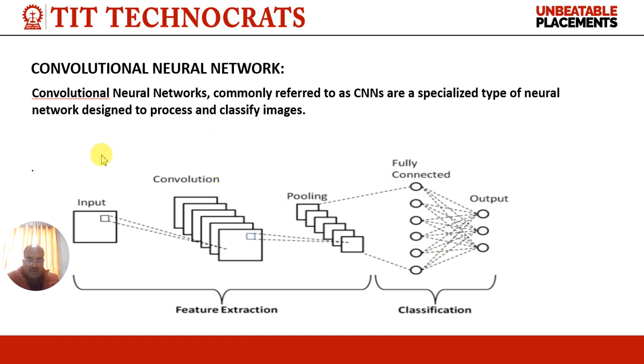This is the graphical representation of the CNN. Here you can see it is divided into two parts. The first part is known as feature extraction, and the second part is known as classification. So here we treat an image as an input, then the second layer is called the convolutional layer, and the next layer is called the pooling layer, and the third layer is called the fully connected layer, and here is the output.